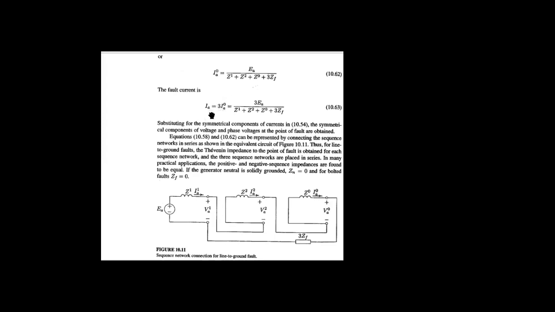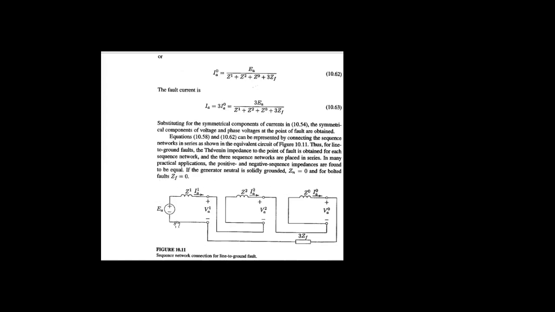Okay, IA naught, and this is ZF. When you add all the three impedances, you will get the total current, which is the fault current due to this sequence network. As I have already mentioned, for a solid ground fault, Zn is 0. For a bolted fault, ZF is 0.